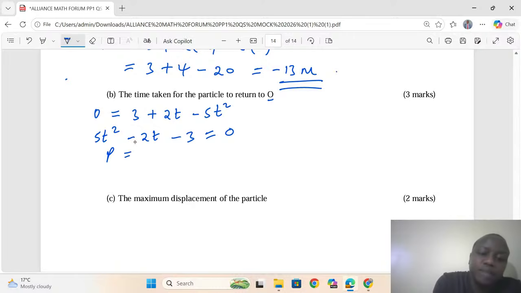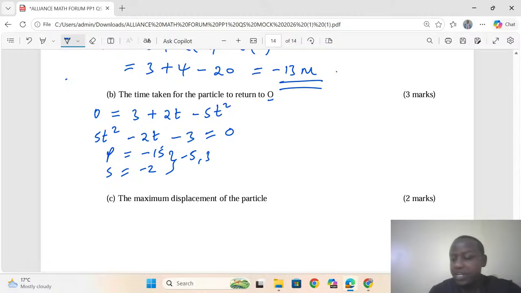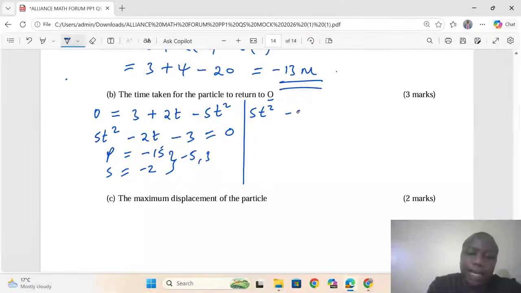Product, we talk of A times C: negative 15. Sum, we talk about the value of B, which is negative 2. Factors: is it negative 5 and 3? Yeah, negative 5 and 3. Product negative 15, sum negative 2. So 5t squared minus 5t plus 3t, then minus 3.